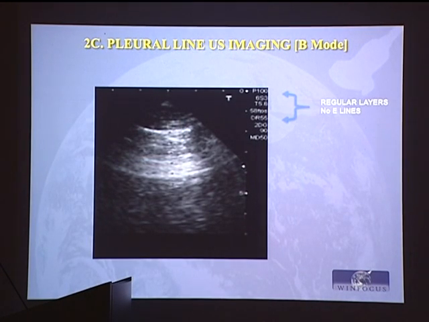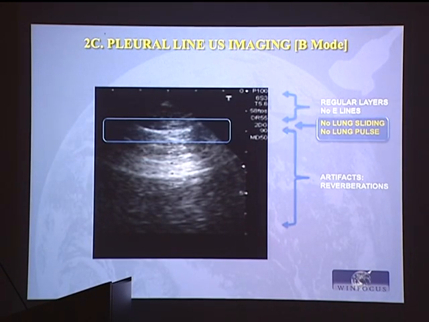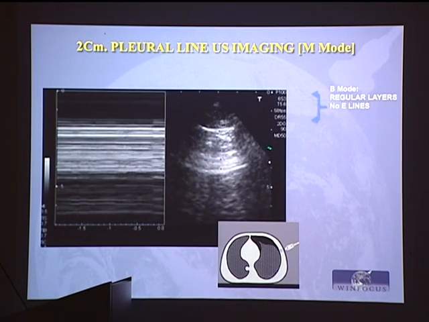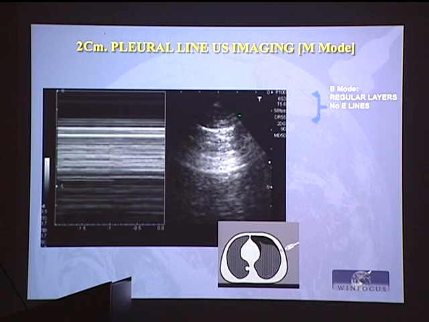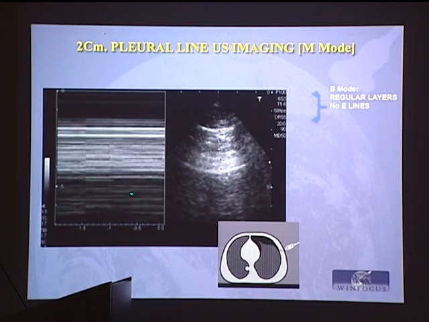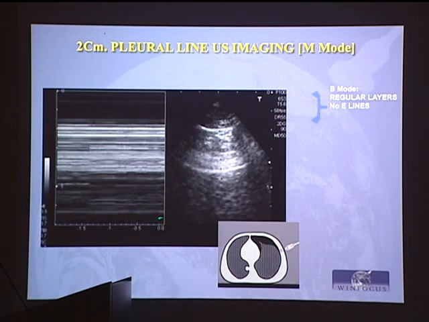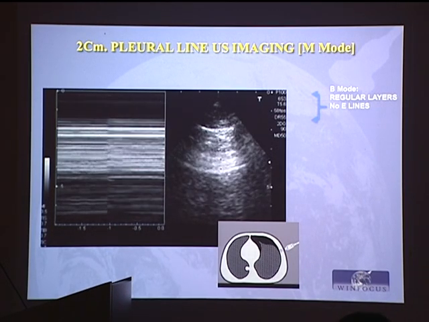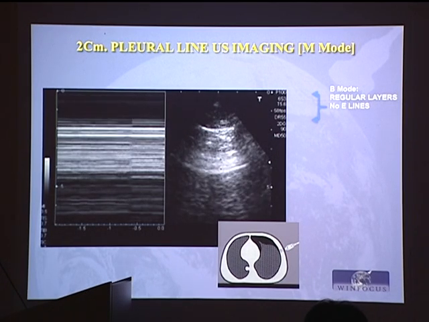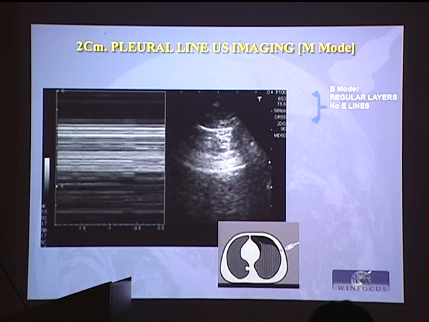What about the absence of the two? Here in this picture, you see that there is no lung sliding, no lung pulse, and there is a straight pattern that we call stratosphere sign in the M mode. What does it mean? Essentially pneumothorax in this case, because I cannot see the sliding, neither the pulse.